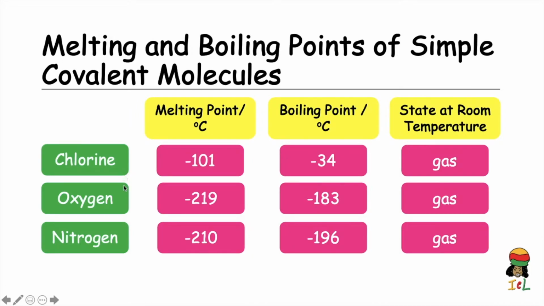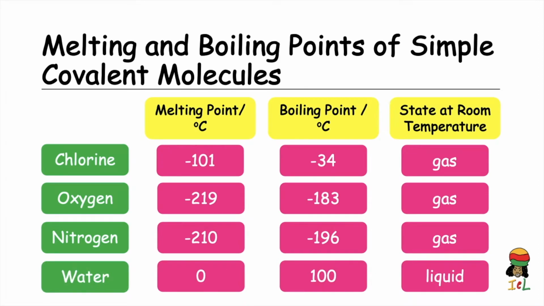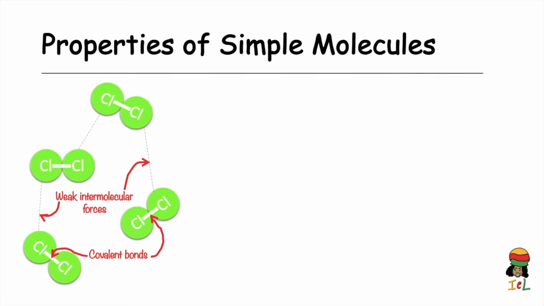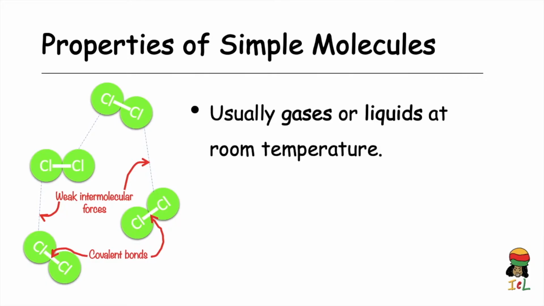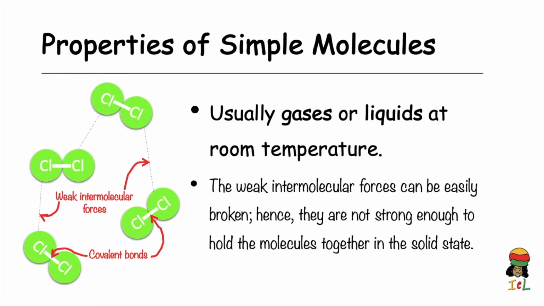Here is a list of 3 simple molecules that are gases at room temperature because their boiling temperatures are below that of room temperature, and average room temperature is approximately 20 degrees Celsius, and as you can see, the boiling temperatures here are all below zero because the values are negative. Another simple molecule is water. Water is a liquid at room temperature and it boils at 100 degrees Celsius and melts at 0 degrees Celsius. So simple molecules are usually gases or liquids at room temperature because the weak intermolecular forces will break very easily. Therefore, they are not sufficient to hold the molecules tightly together in the solid state.